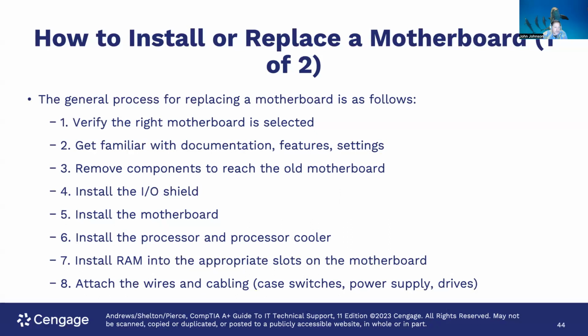Install the I/O shield, which is the shield that covers your input-output ports on the back, like your USB, your network port, things like that. Then you're going to install the motherboard itself, making sure it docks into that I/O shield that you have. You're going to install the processor and the processor cooler. You're going to install the RAM into the appropriate slots on the motherboard. Attach the wires and cabling, like the case switches, the power supply, the drives, the headers for the front panel, things like that.